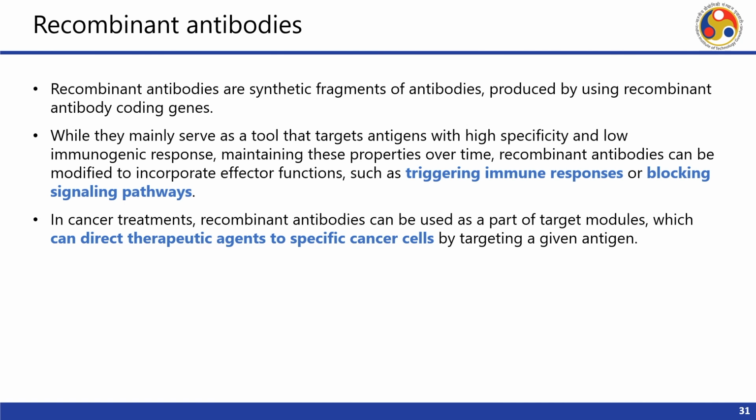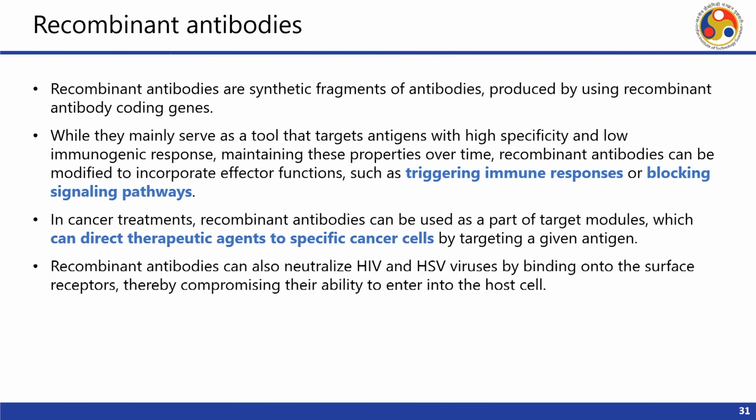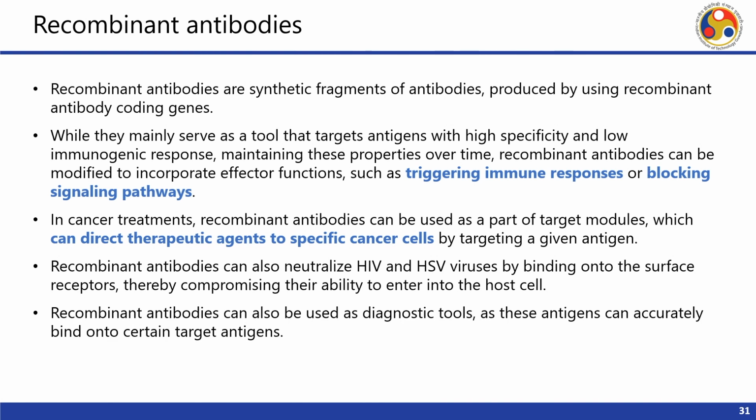In cancer treatments, recombinant antibodies can be used as a part of target modules, which can direct therapeutic agents to specific cancer cells by targeting a given antigen. Recombinant antibodies can also neutralize HIV and RSV viruses by binding onto the surface receptors, thereby compromising their ability to enter into the host cell. Recombinant antibodies can also be used as diagnostic tools, as these antibodies can accurately bind onto certain target antigens.